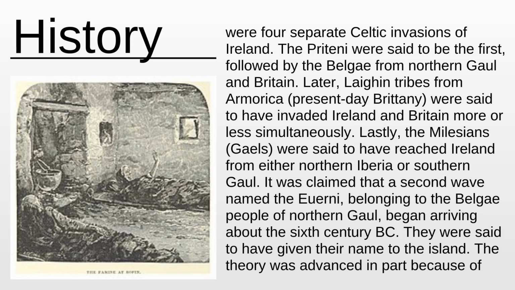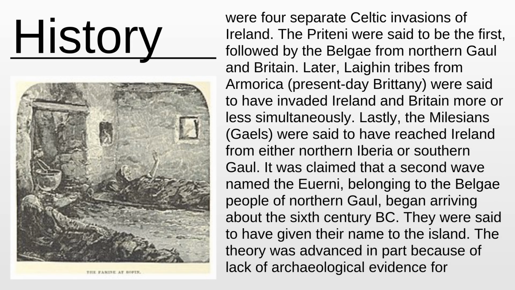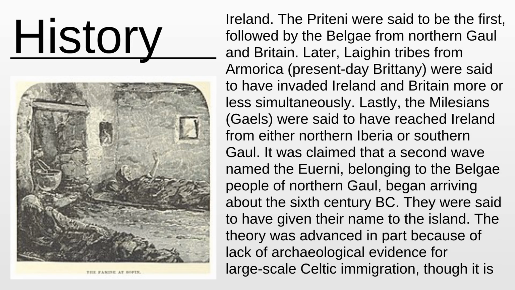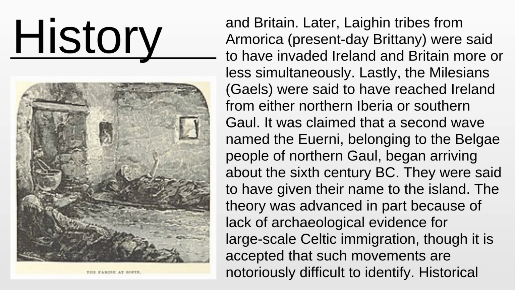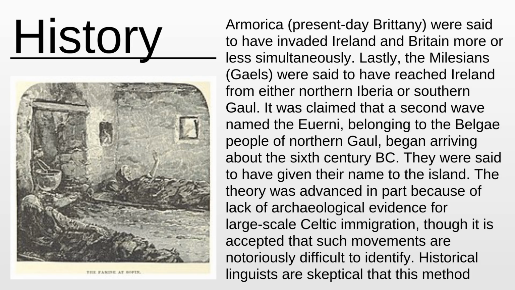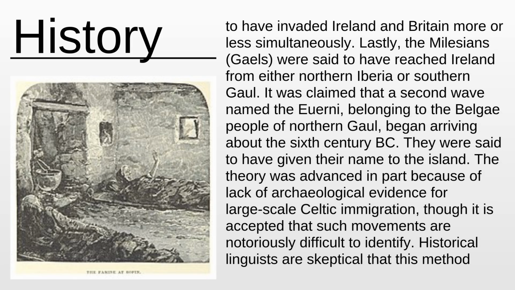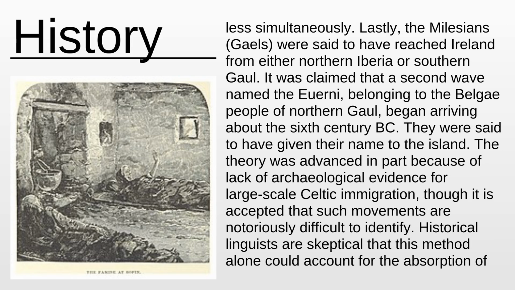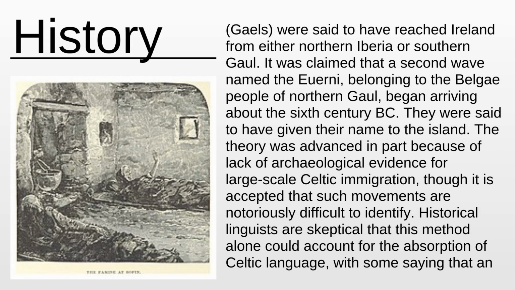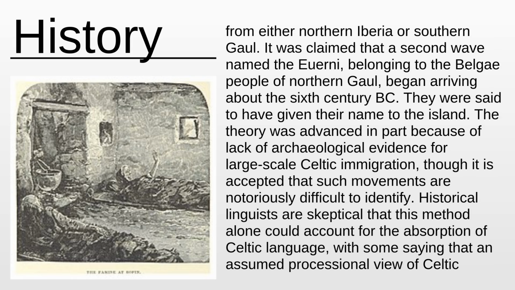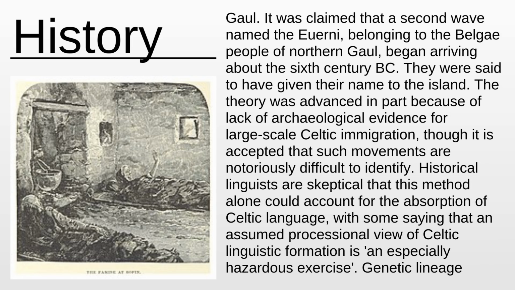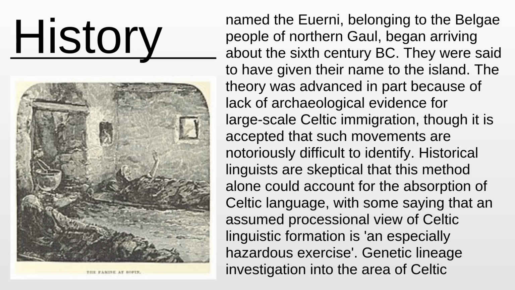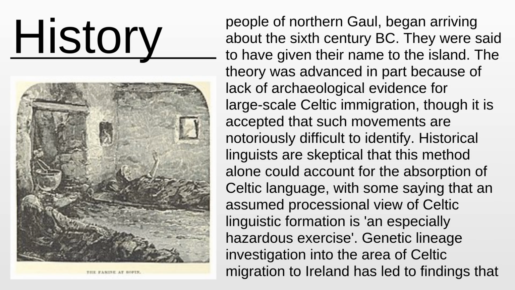The Priteni were said to be the first, followed by the Belgae from northern Gaul and Britain. Later, Lugian tribes from Armorica, present-day Brittany, were said to have invaded Ireland and Britain more or less simultaneously. Lastly, the Milesians, Gaels, were said to have reached Ireland from either northern Iberia or southern Gaul. It was claimed that a second wave named the Érainn, belonging to the Belgae people of northern Gaul, began arriving about the 6th century BC. They were said to have given their name to the island.